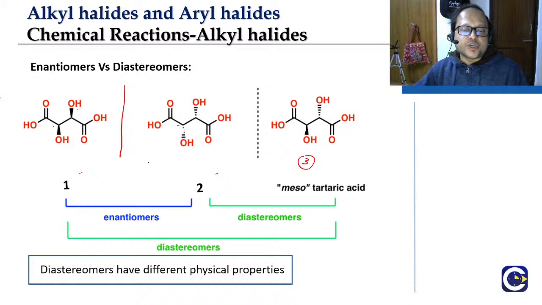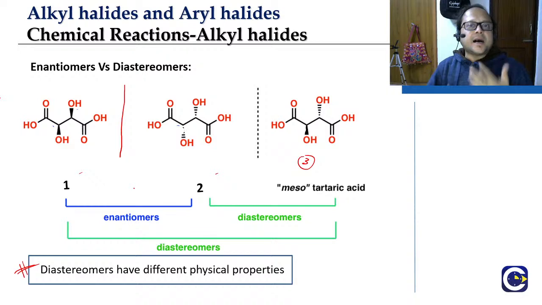And a very important property is that diastereomers do not match each other in terms of physical properties. If you remember, we just discussed that optically active enantiomers are the same in terms of their physical properties, hence differentiating them is very difficult. But in the case of diastereomers, even their physical properties are different as far as their other isomers are concerned.